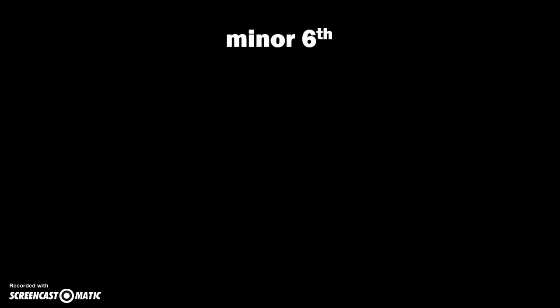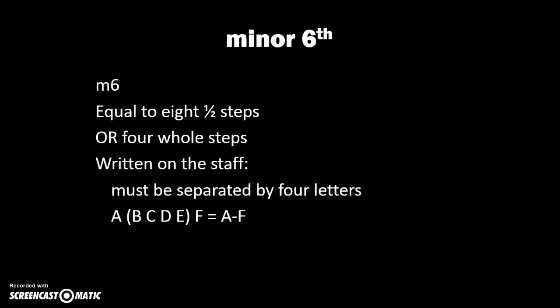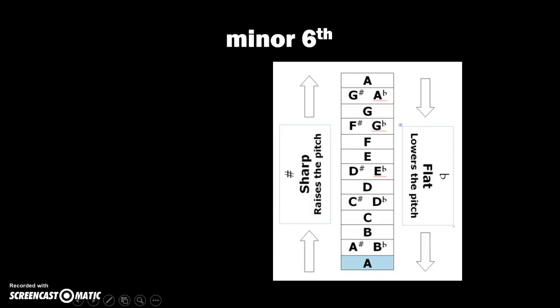Jumping ahead to the minor sixth, we've got 8 half steps or 4 whole steps. And when it's written on the staff, you have to make sure that you've gone a sixth. So starting on A and going all the way up to an F. Again, starting with A as number 1, 1, 2, 3, 4, 5, 6, you would have to go all the way up to some sort of an F for that.